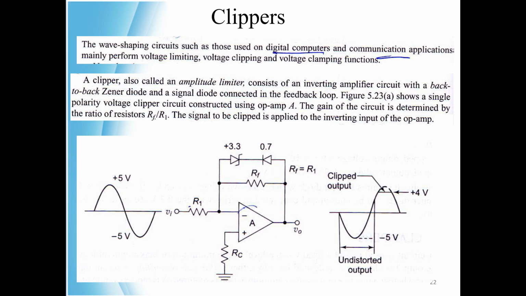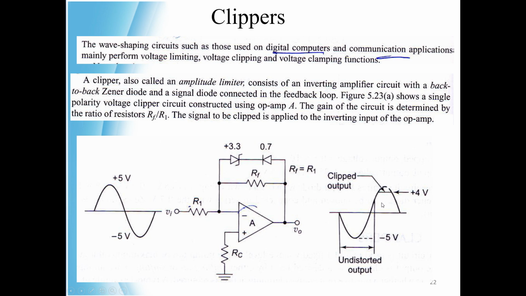The gain of the circuit is determined by the ratio of resistors Rf by R1. A signal to be clipped is applied to the inverting input of the operational amplifier. So here you can see this is the input signal and this is the clipping level.